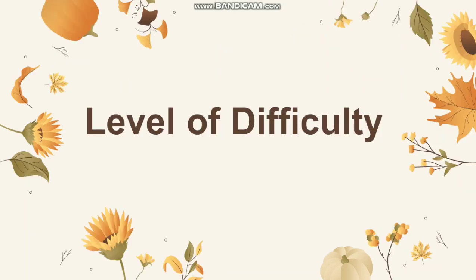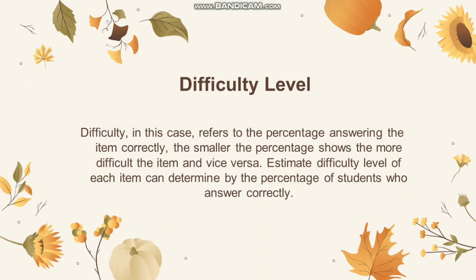The next is level of difficulty. Difficulty in this case refers to the percentage answering the item correctly. The smaller the percentage shows the more difficult the item, and vice versa. The difficulty level of each item can be determined by the percentage of students who answer correctly.